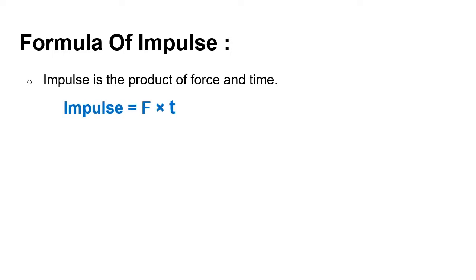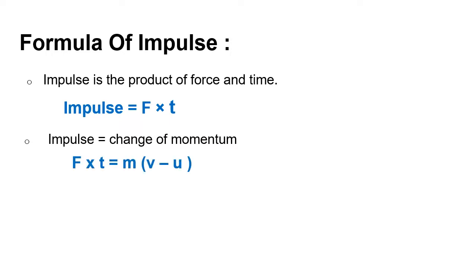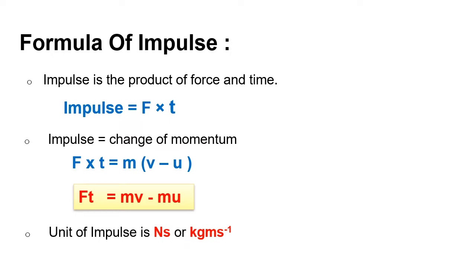Next, the formula of impulse. Impulse is the product of force and time, so it can be written as impulse equals F times t. Impulse is also equal to the change of momentum. Then it can be written as Ft equals momentum at final velocity minus momentum at initial velocity. To simplify, you can state the formula as Ft equals mv minus mu. Then, you need to know the unit of impulse is Newton second or kg meter per second.